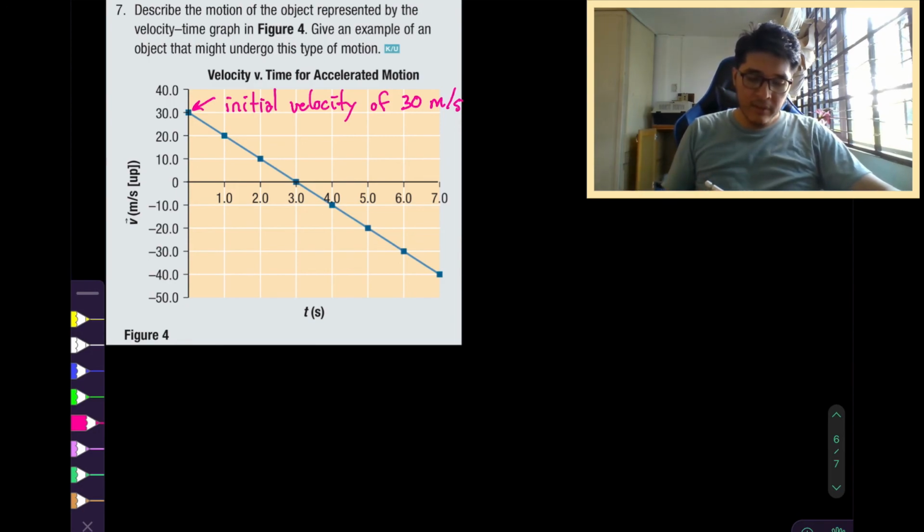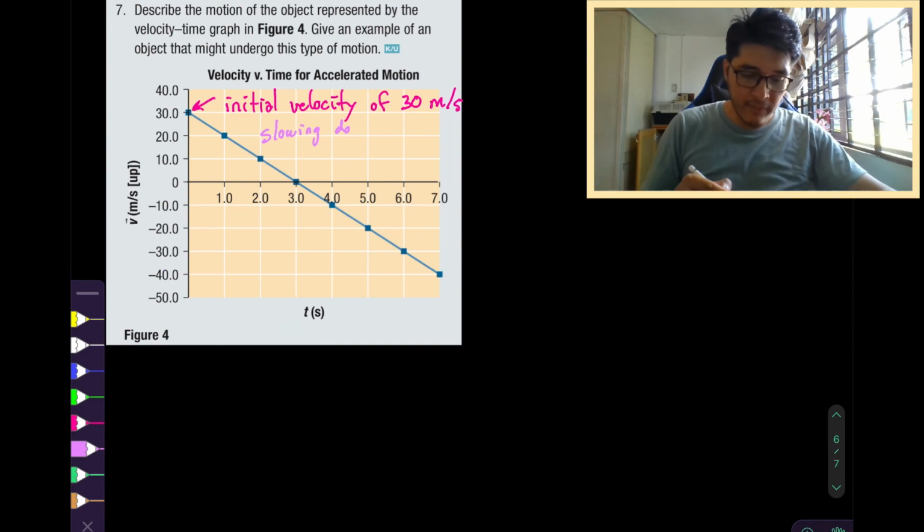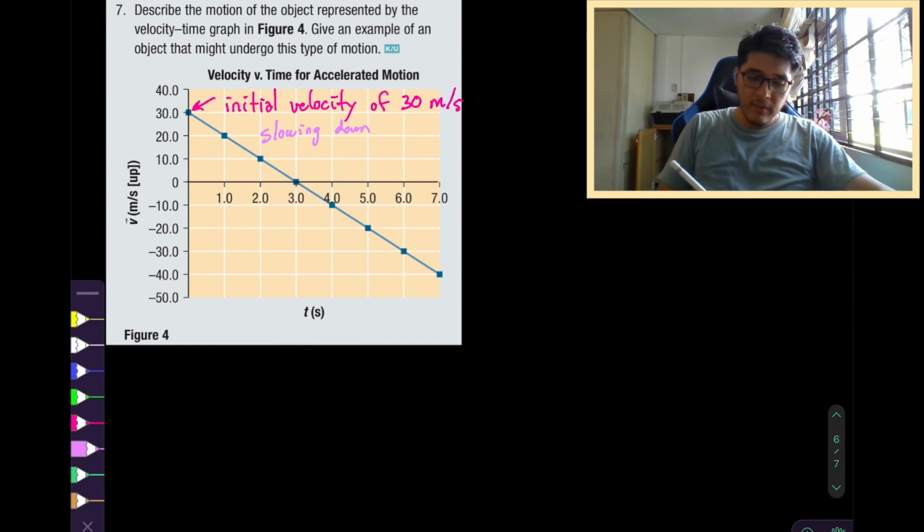And from this initial velocity, as time moves forward, notice that the velocity values are actually decreasing towards 0. So this means that the object is actually slowing down. But the velocity values were still positive during this section, so it's slowing down while moving in the positive direction.